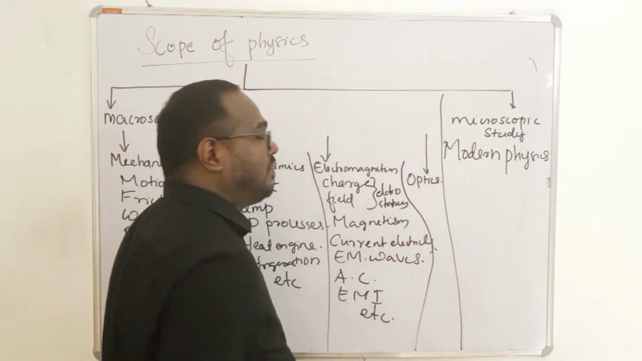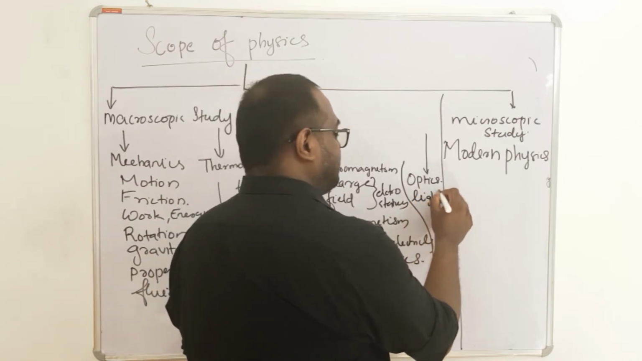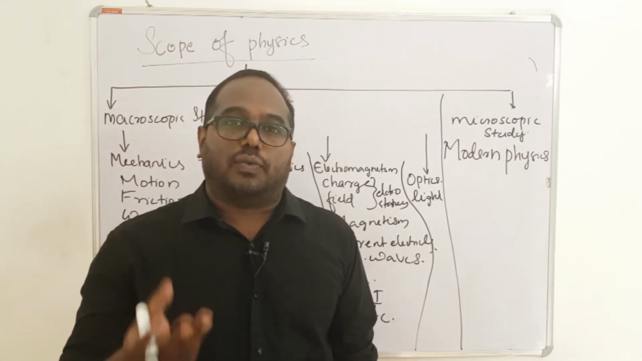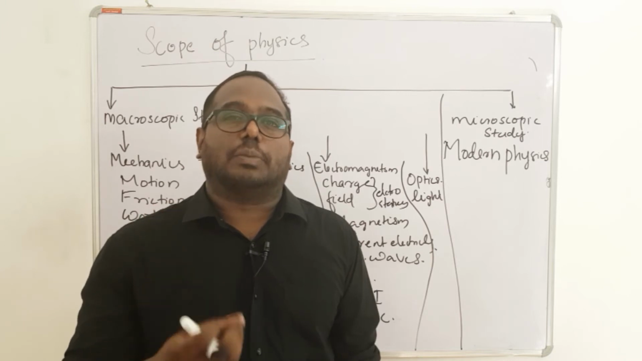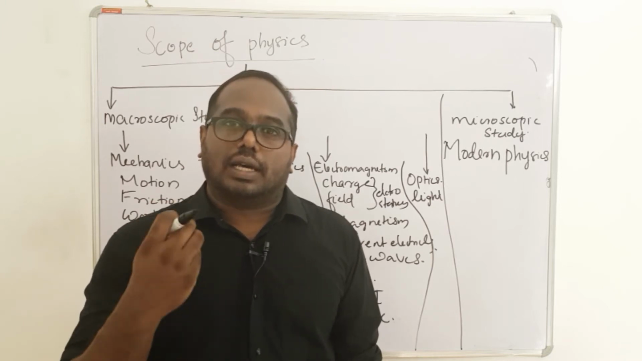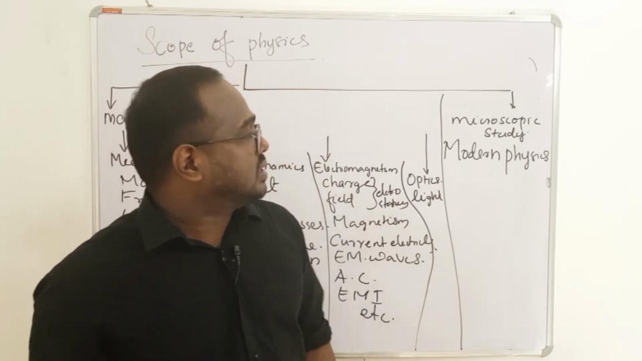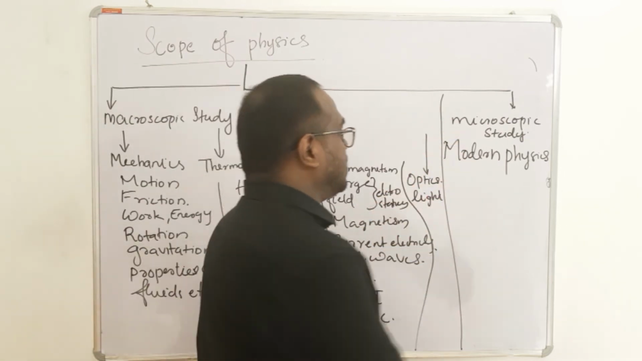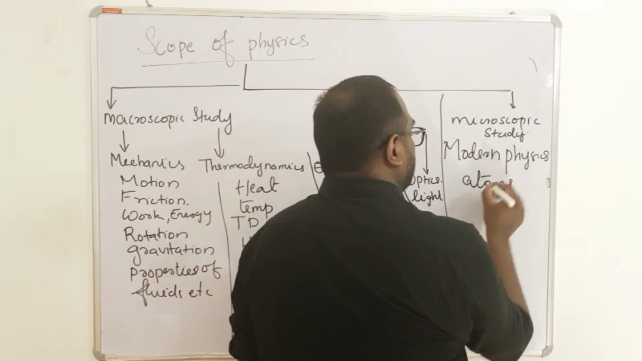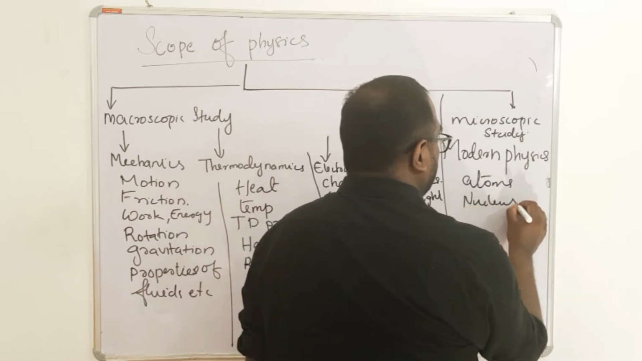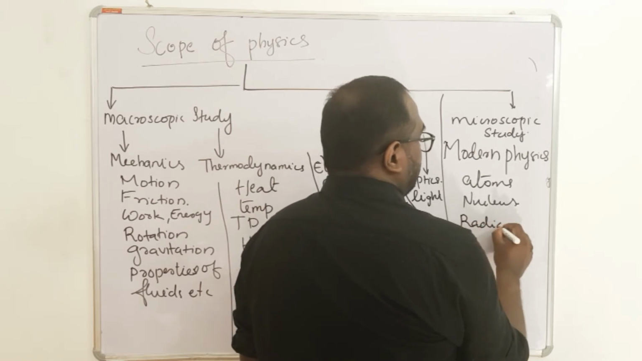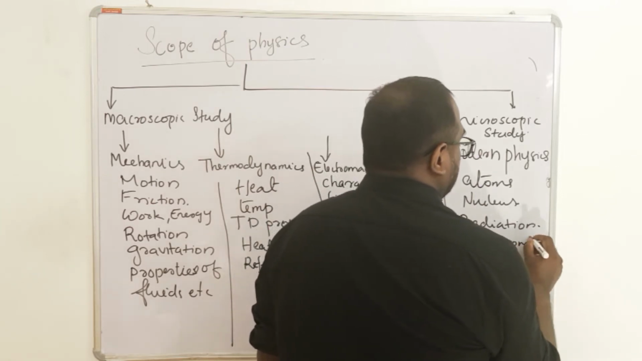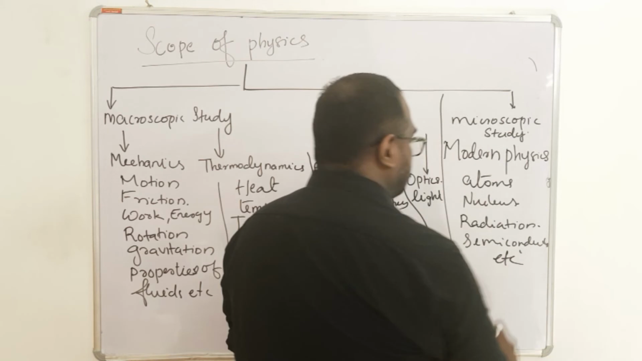Then optics, you have to study about light. Light, both particle and wave nature of light, interference, refraction, diffraction, then optical instruments, lens, mirrors, you will study in optics. It's also in 12th grade. And again, modern physics, you will study atom, nucleus, radiation, then semiconductors, etc.